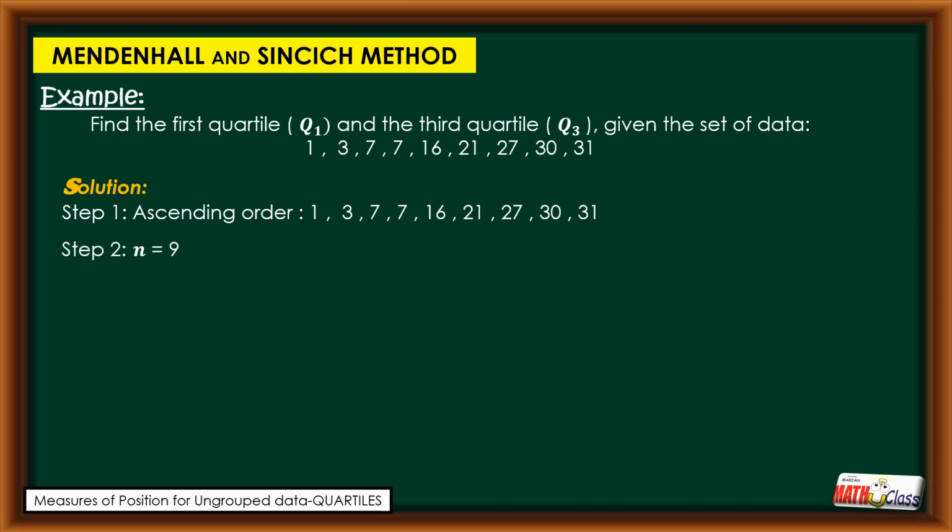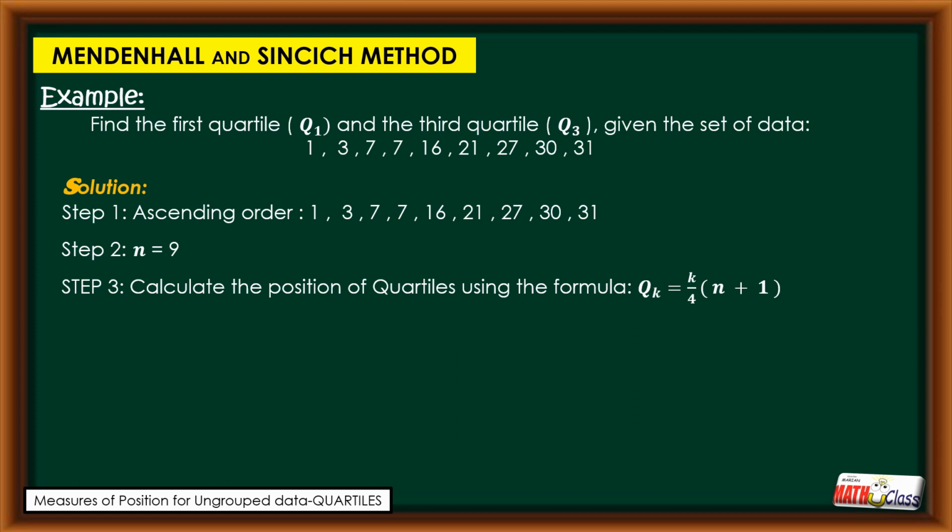Step 2. Find n, or the total number of elements. By counting the number of elements in the data set in step 1, we got the value of n, which is 9. Step 3. Calculate the position of quartiles using the formula Qk is equal to k over 4 times the quantity of n plus 1.